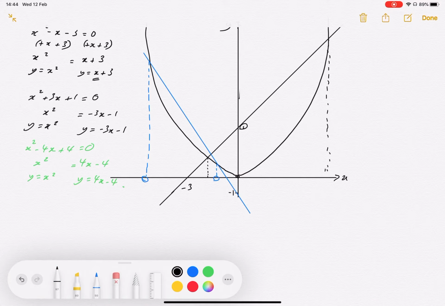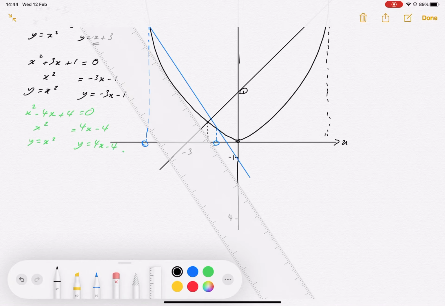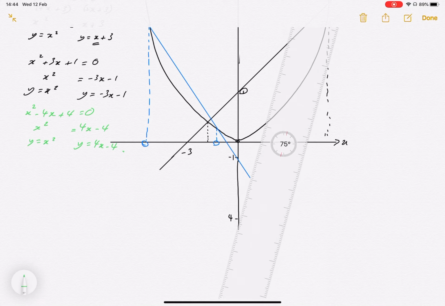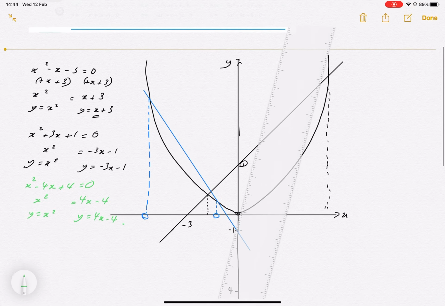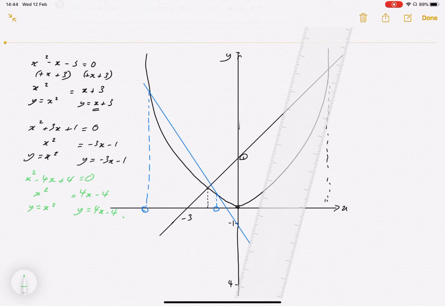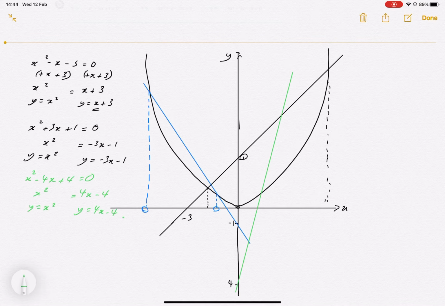So actually I need to extend this line down here just a little bit. I'll use a ruler this time, but -4 should be somewhere down here. I will, however, use the ruler to draw my graph. I know that the gradient is 4, which means I'm going to get one solution here, and another one is going to be all the way up there. As I said, it's because my x squared graph isn't particularly accurate.